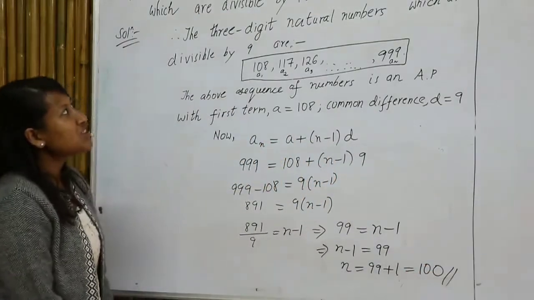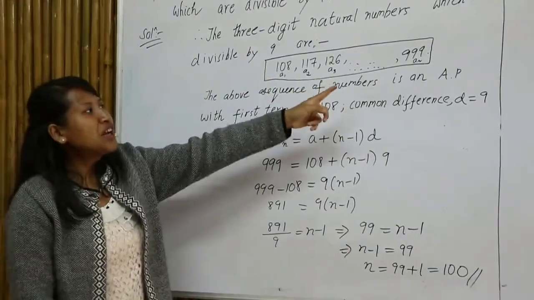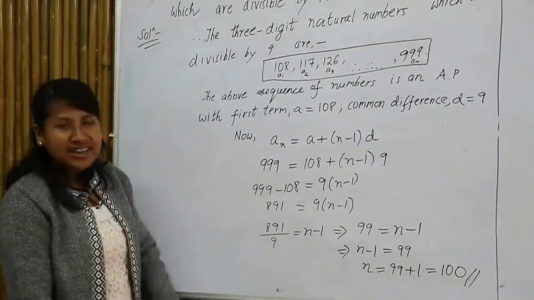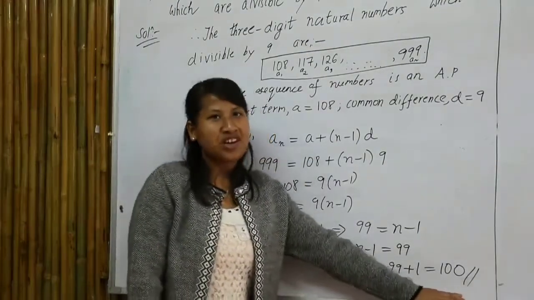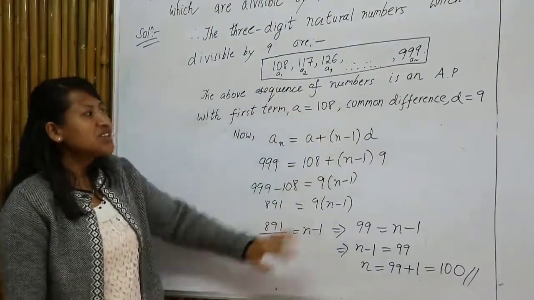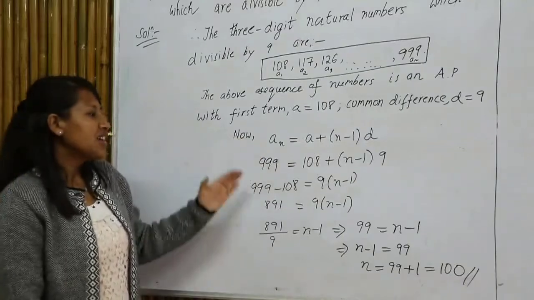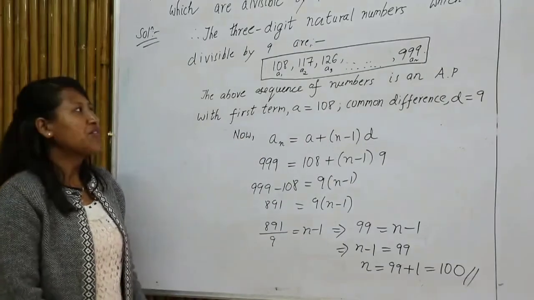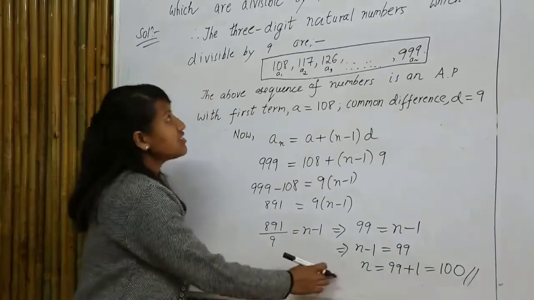So if they ask you how many numbers from 108 to 999 are divisible by 9, there are 100 of them. No need to count, just with the help of the general term of an AP formula, you can find out how many of them are divisible by 9. So this is the answer.